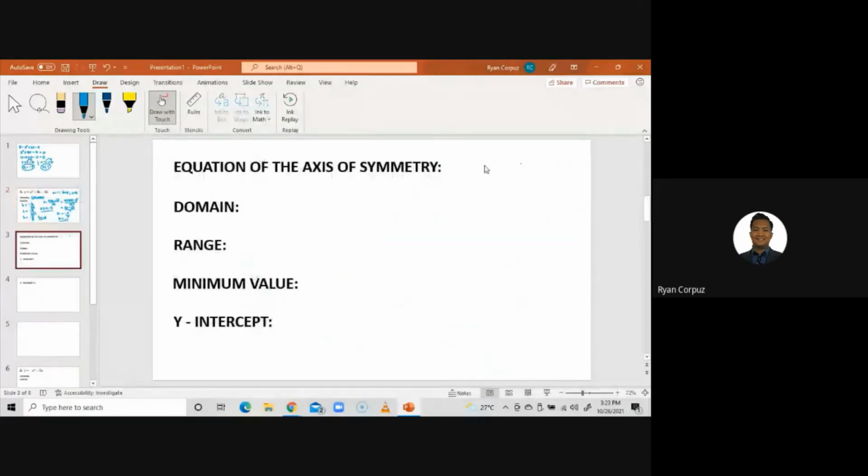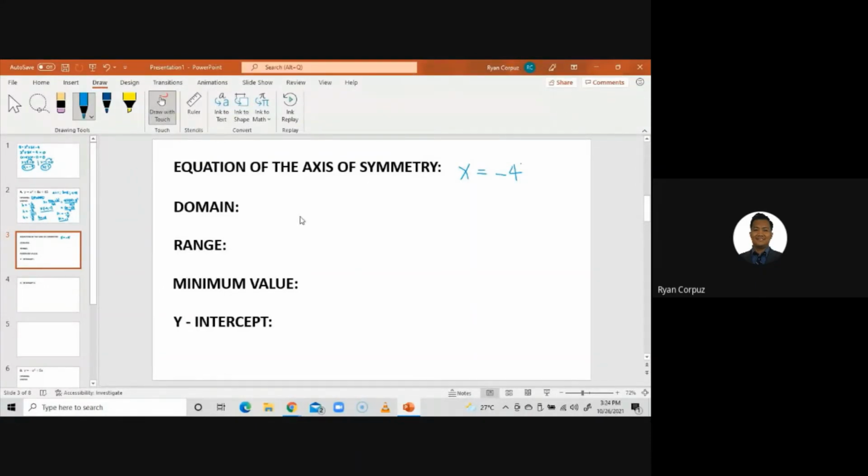So let's proceed to the equation of the axis of symmetry. What would be the equation of the axis of symmetry? It should be in the form X is equal to H. So it should be X is equal to, anong value ng H kanina? Negative 4. So that's why the axis of symmetry is X is equal to negative 4. It should be in equation form. Hindi dapat siya may iba.